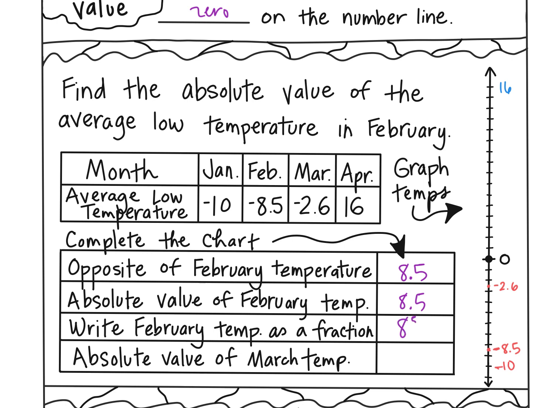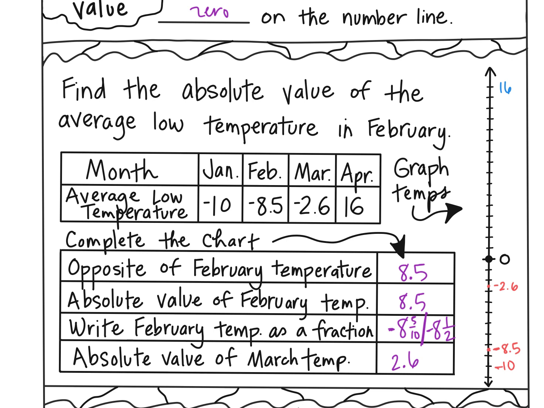8 and 5 over 10, but I could also write it as 8 and a half, but what am I missing? Your negative sign. My negative sign. So I could write it as either one of these, negative 8 and 5/10 or negative 8 and a half. I prefer negative 8 and a half, that reduced version. Start simplifying your fractions. Absolute value of the March temp. What would it be? 2 and 6/10.